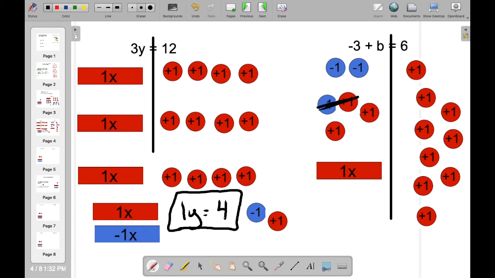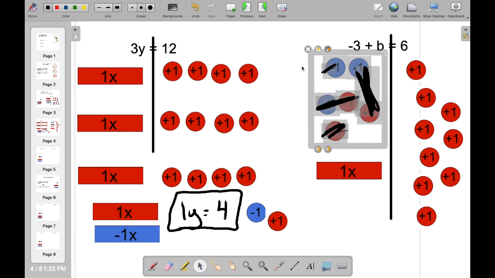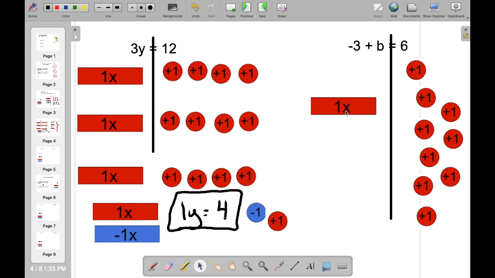And I have a 0, a 0, and a 0. Okay? Many students who are a little bit neater than I am would simply erase it. Now I have a single variable left alone, and on the right side I have positive 9, which means our answer would be b, or 1b, is equal to positive 9.